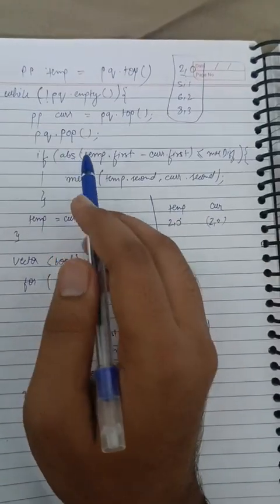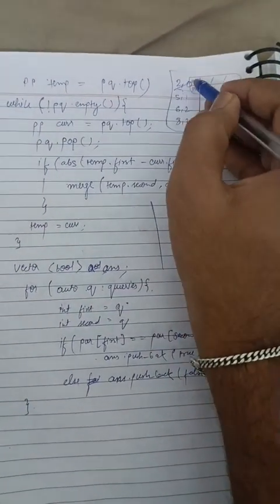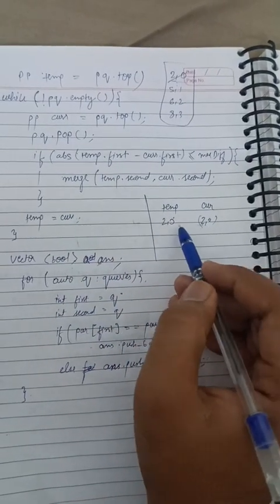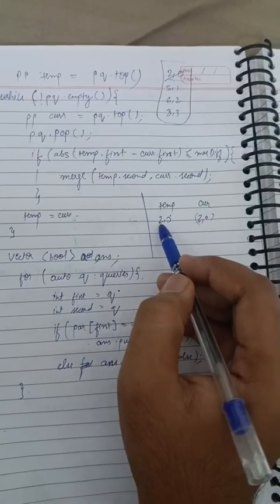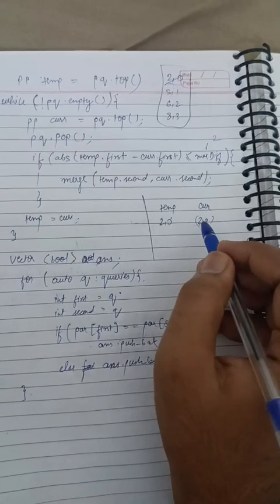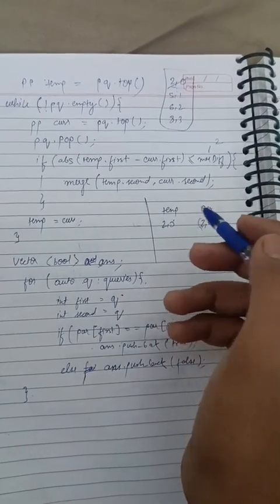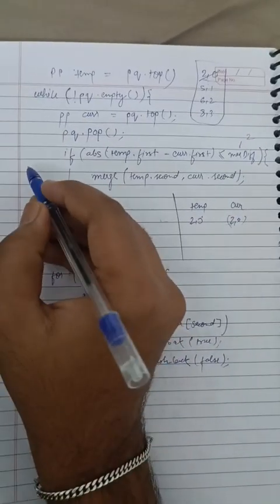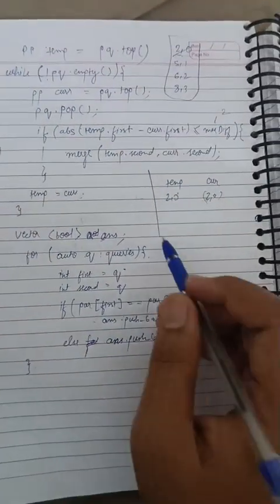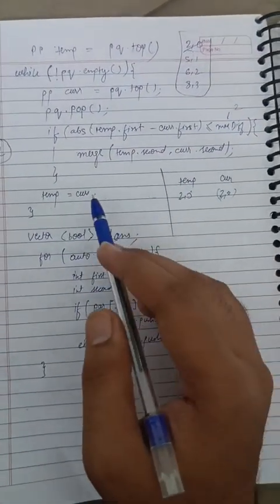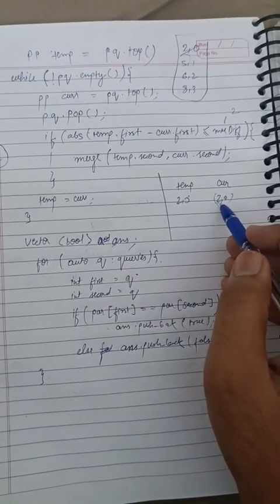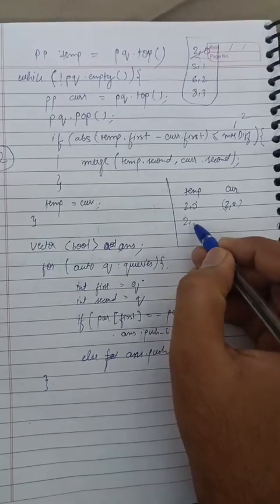Now I pop this element. If the difference between these is less than or equal to the maximum difference, what was the maximum difference? The maximum difference was 2. The difference here is 0, so I will merge them in a group. 2 is already there, so a group is formed with only 2. Then I will make temporary equal to current. The current one becomes my temporary.